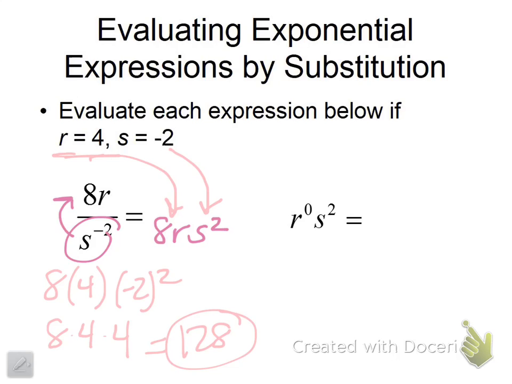Okay, r to the 0 is still 1, so we just have s squared for this one. Plug it in. So we're going to have negative 2 squared. Again, put it in parentheses. Negative 2 times negative 2 should be 4.